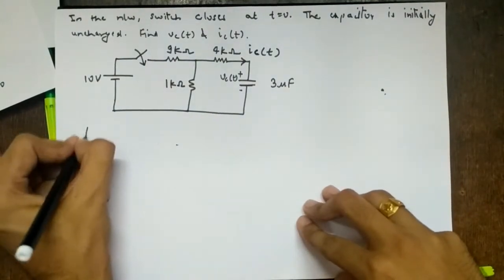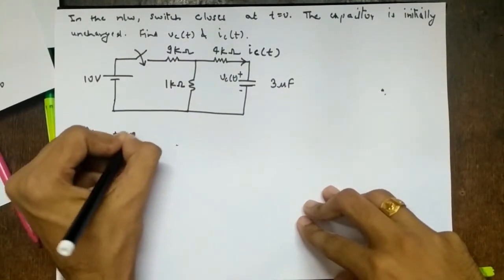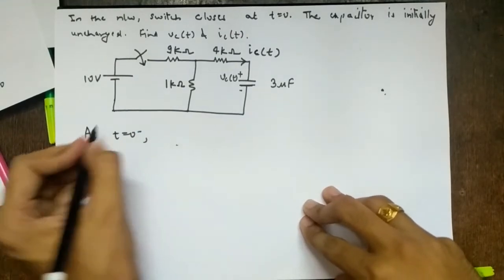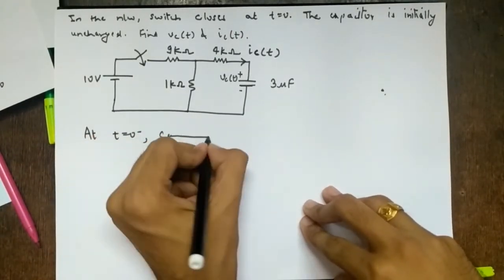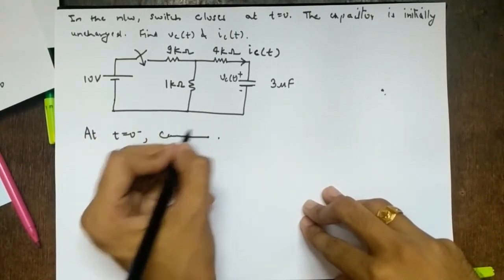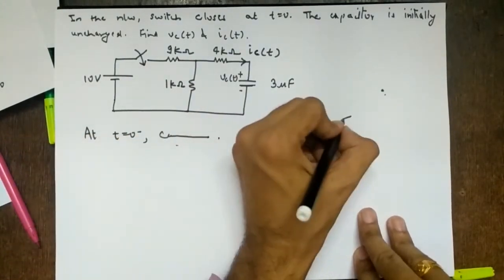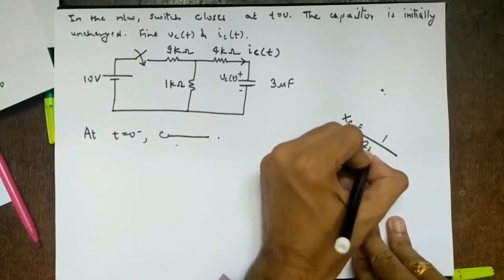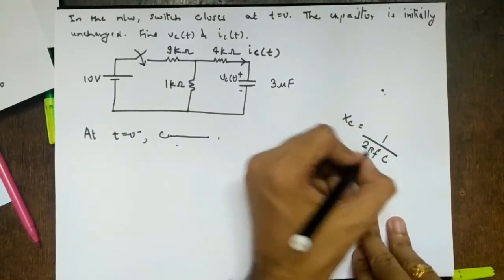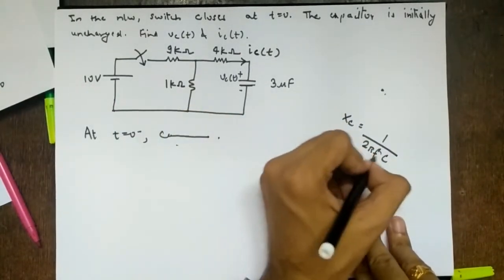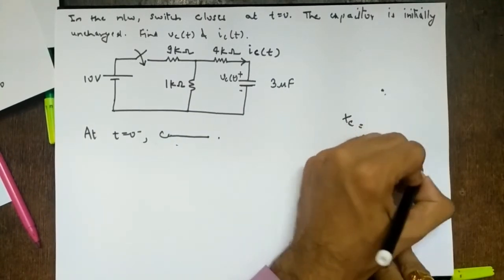Right? So what will you say? If you don't want to draw the diagram, you say what is given in the question. At t equal to 0 minus, capacitor is uncharged. Right? So if it is uncharged, what will it act as? It will act as short circuit. If you want to know why, Xc is 1 upon omega c, so 1 upon 2 pi fc. So f is 0 for DC source. Frequency is 0 for DC source. So Xc is infinity.